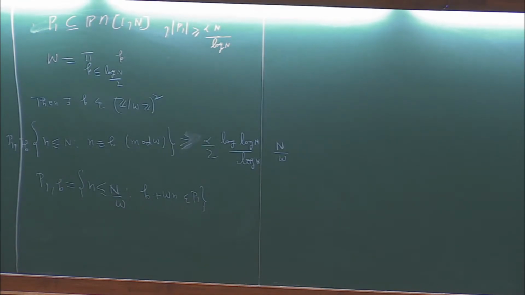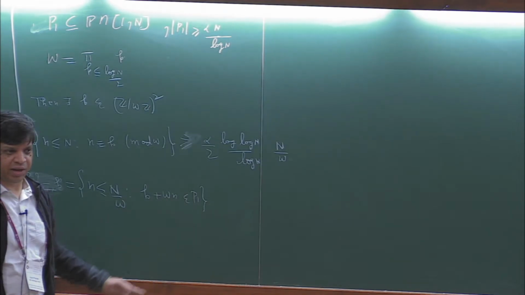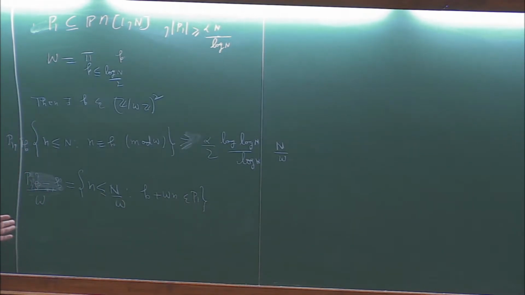Okay. Sorry. This P1B minus B by W: I translate it and divide by W. Then this is basically those n's such that B plus Wn is prime, belongs to P1. Now P1B contains an arithmetic progression if P1 contains an arithmetic progression, because it is just a translation and dilation of the P1B.